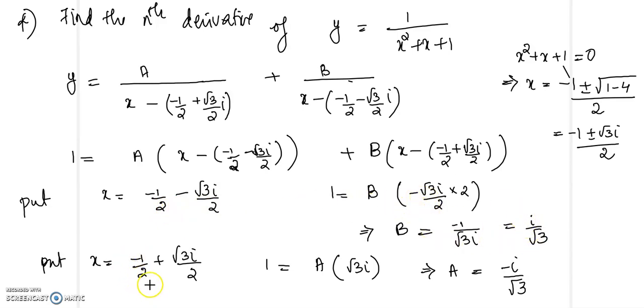And on putting x equal to minus 1 by 2 plus root 3i by 2, we will get the value of a. The value of a will be 1 by root 3i. Now here we will get minus 1 by root 3i. Now minus 1 is i square, so you will get i by root 3. So here a will be 1 by root 3i, and 1 is minus i square, so minus i square by i. So that is minus i by root 3.